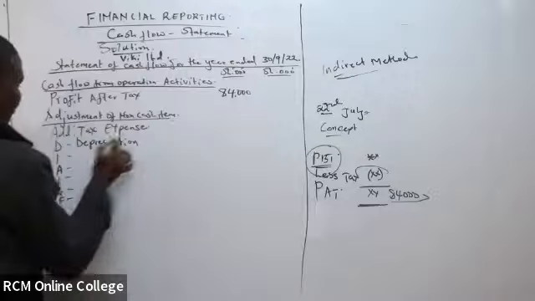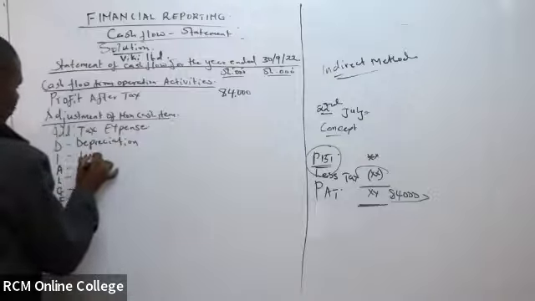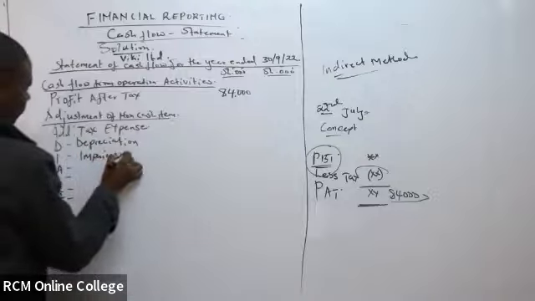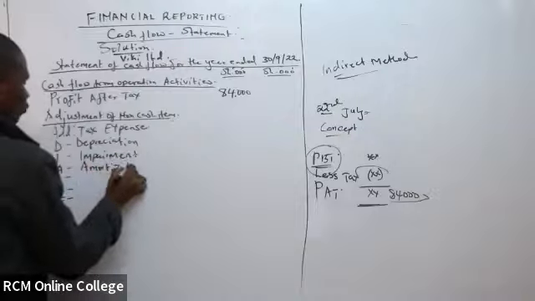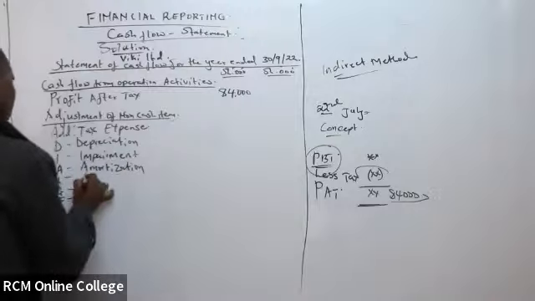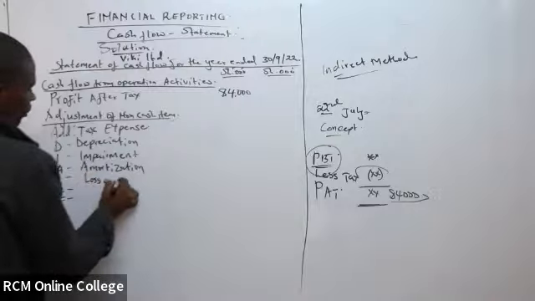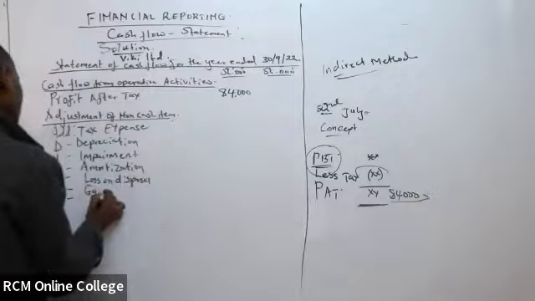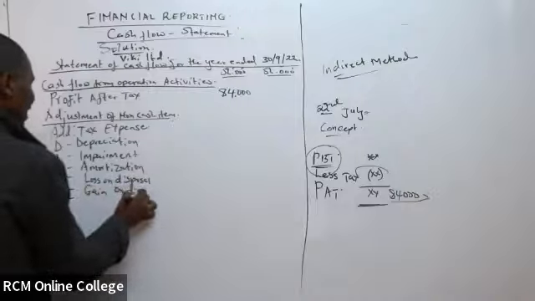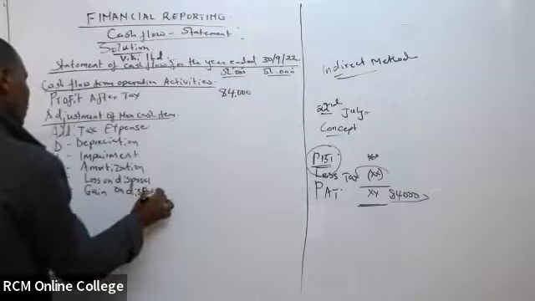That is how you adjust that. Then impairment, if any. Then amortization, if any, if there is something to do with the intangible asset. Loss on disposal. Then we have gain on disposal in this case. Gain on disposal. And guys, you're the one to guide me here.